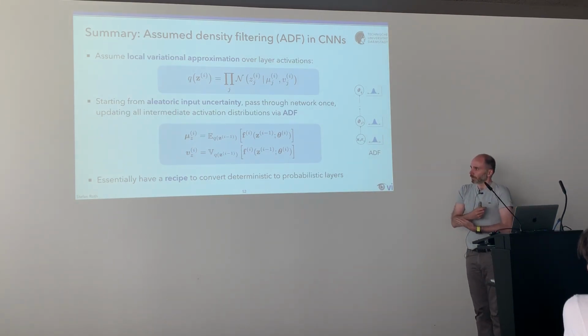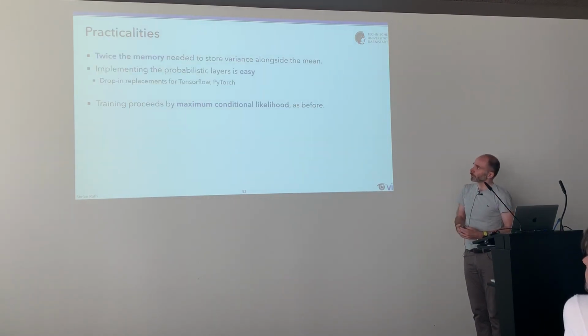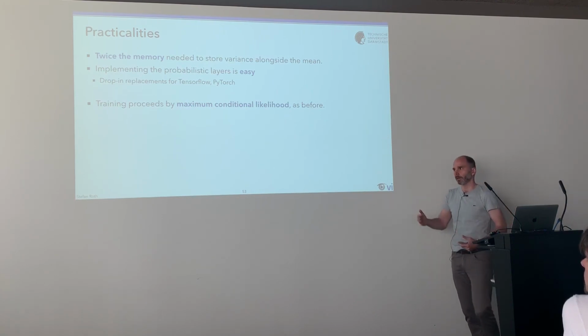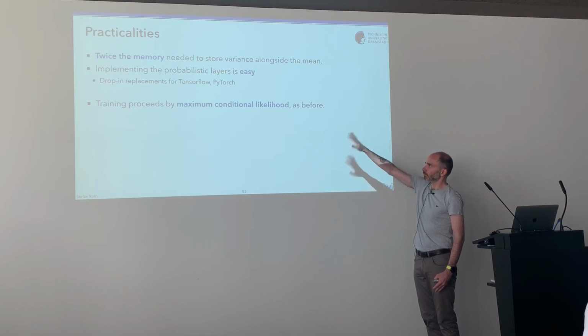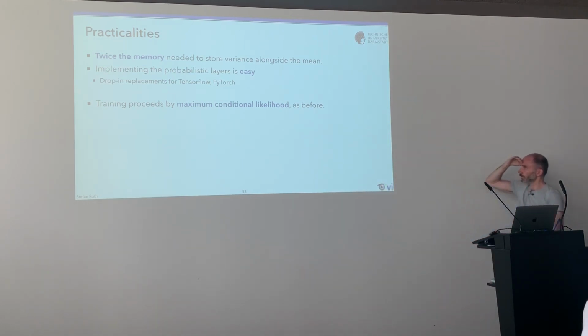Okay, so what does that mean? I told you this should be no engineering. It seemed like there were complicated formulae, but it turns out you basically just can write drop-in replacements for your layers. So for your linear, ReLU, and max pooling layer, you basically just have an equivalent layer that outputs mean and variance, and otherwise does nothing else. We've implemented that in different frameworks, and training proceeds by maximum conditional likelihood just as before.